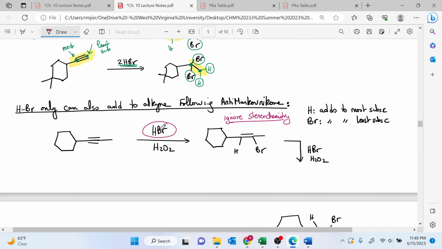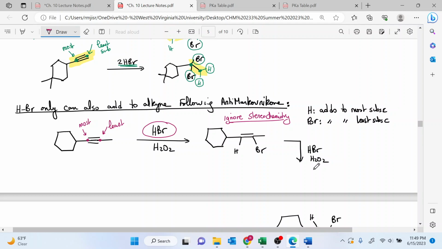If you're adding one equivalent, then according to anti-Markovnikov, hydrogen is going to add to the most substituted carbon. So this carbon over here is going to be the most substituted, and this carbon over here is going to be the least substituted. So hydrogen is going to come and add over here. Bromine is going to come and add over there. If you're adding one equivalent, then you can stop here.